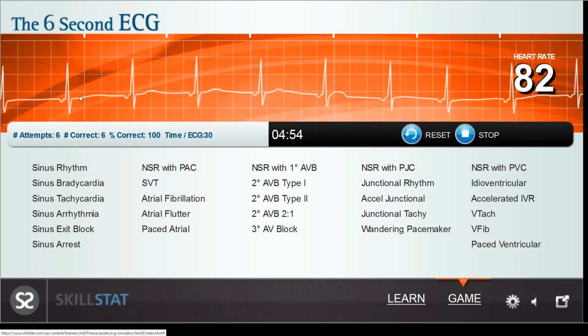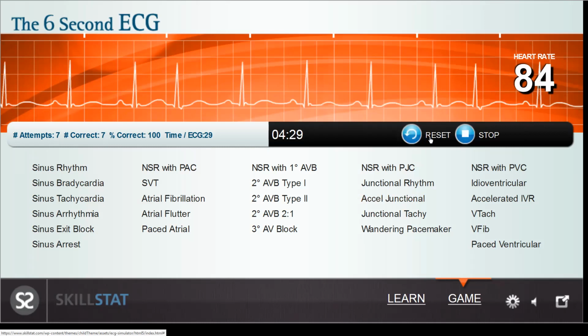Here I have upside down P waves right before the QRS. So this is a junctional rhythm, but the rate is 82. So this is accelerated junctional. If it was between 40 and 60, I would just call it junctional. But because it's between 60 and 100, I call it accelerated. If it's over 100, I will call it junctional tachycardia. So this is accelerated junctional. No treatment necessary.